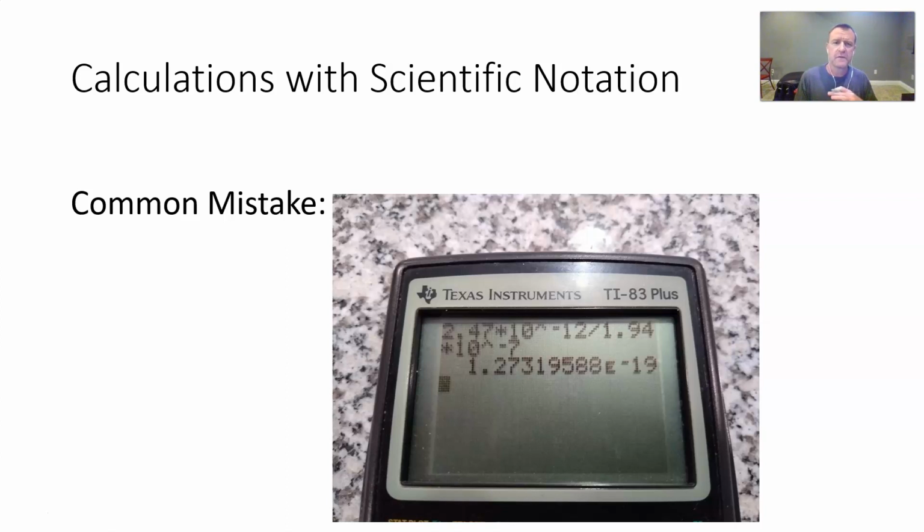So a common mistake is some students will just type it in their calculator just as it's written. What your calculator does is it follows order of operations. So it will take the 2.47, and when you have the 10 to the whatever like that, it does see that as a single number. So 2.47 times 10 to the negative 12, and then your calculator divides by 1.94, and then it will take that whole number times 10 to the negative 7. Well, you don't want that. You want 10 to the negative 7 in the denominator. So your calculator is not doing anything wrong. It's doing what you're telling it to do. It's just following order of operations.